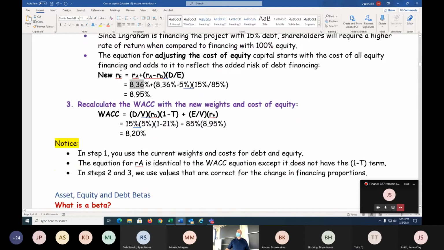let's go back and redo the WACC using the new information that we've just generated.